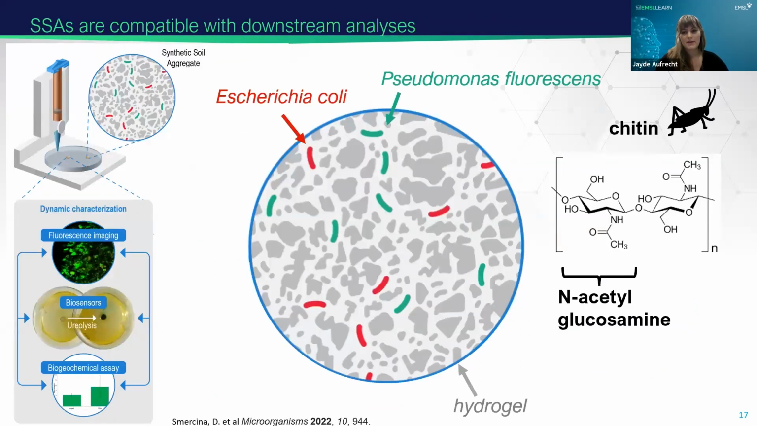And once we've printed them, there's several things we can do downstream to analyze the synthetic aggregates to understand what's going on inside. Some of these characterization methods are dynamic, meaning we can look at them over time. So for example, in this sort of proof of concept study, we were looking at mixing together cultures of E. coli and Pseudomonas fluorescens inside the synthetic aggregate and feeding them chitin, which is an abundant biopolymer in soil.